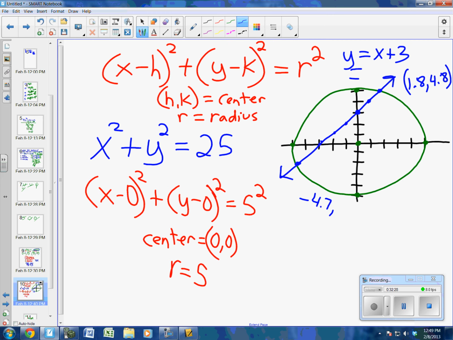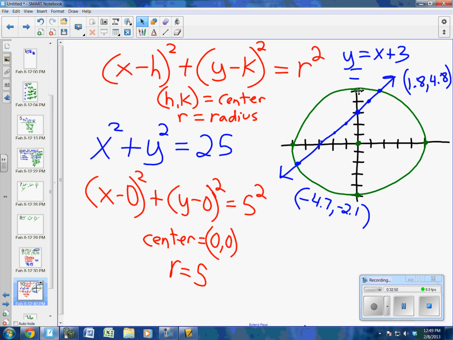Negative 4.7, comma. That's my guess. I think my graph's a little bit off, though. Okay, should we see how close we are to estimating? Do you see why this method is not very good? We're not going to get a very exact answer, so we need to use an algebraic method.